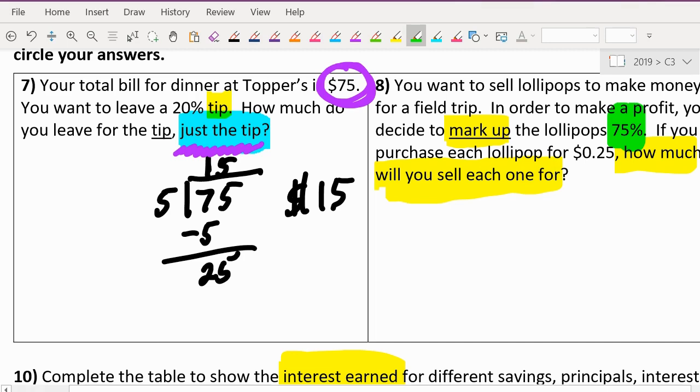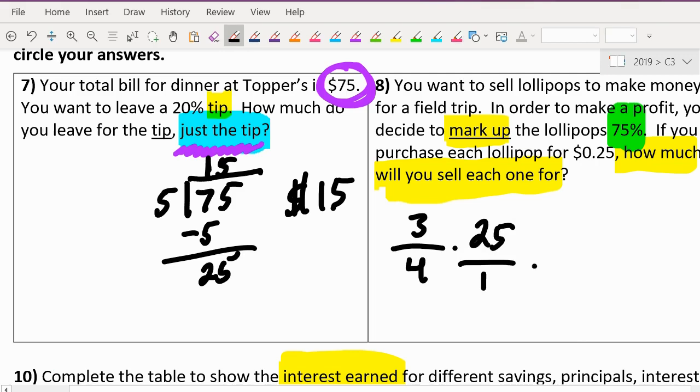All right, let's see. You want to sell lollipops to make money. In order to make a profit, you decide to mark up the lollipops 75%. If you purchase them for 25 cents, we need to find 3/4 of that. Unfortunately, that fraction's not going to go very well. We can do it, but 3/4 times 25. Do you want to do it that way, or should we just use the calculator? Let's do both.